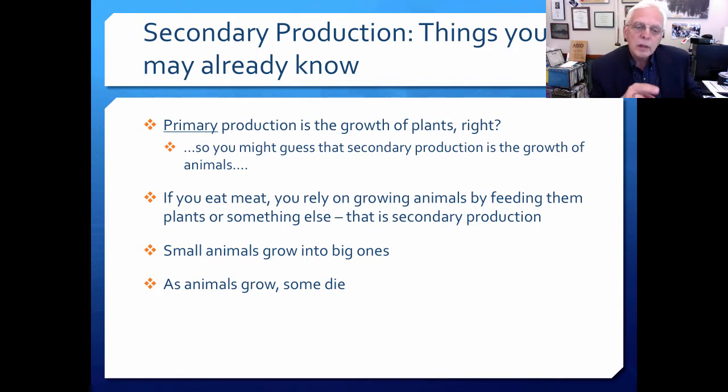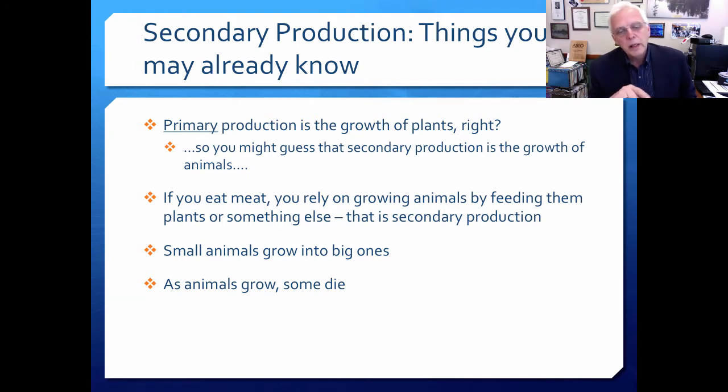Now, if you eat meat or grow meat, or if you've been involved in animal husbandry, then you rely on growing animals by feeding them plants or something else, and then they grow, and then you use them as food. That animal biomass that's built via the consumption of other kinds of material, that's secondary production.